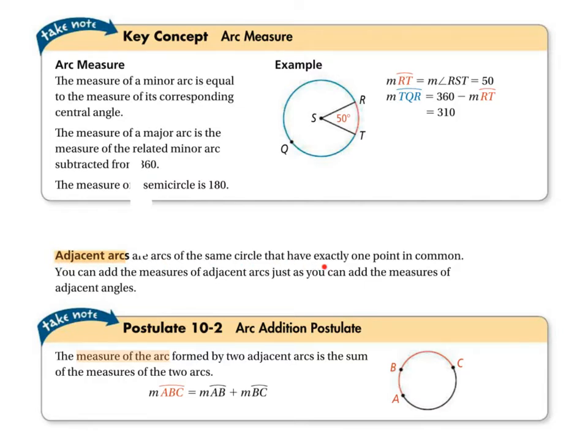Now, adjacent arcs are arcs of the same circle that have exactly one point in common, like B to A and B to C. Those are two minor arcs that are adjacent to each other. If they're adjacent, you can add the measures of adjacent arcs just as you can add the measures of adjacent angles. So you can say that arc ABC is just the measure of minor arc AB plus the measure of minor arc BC. That's the concept. It's kind of like the segment addition postulate or the angle addition postulate, the arc addition postulate. Cool. Let's apply it.